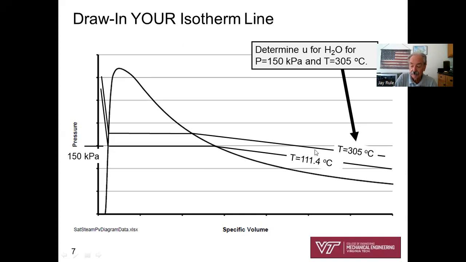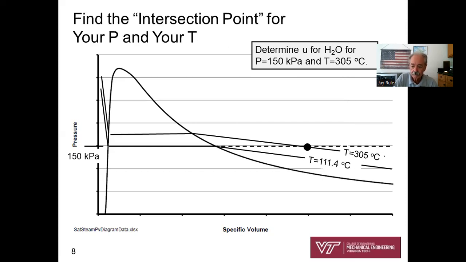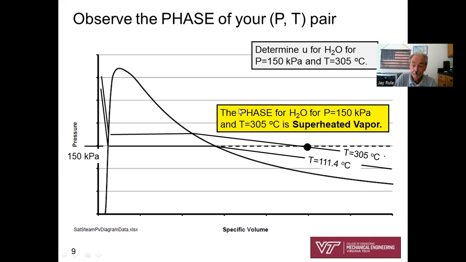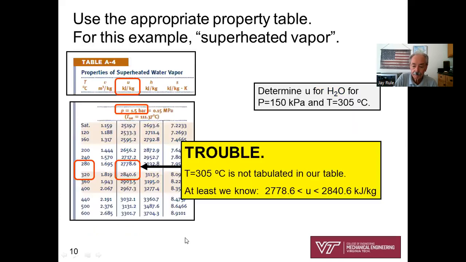because our temperature is 305. The constant temperature line will be above saturation temperature then. And then we're going to look to see, where do we land on our PV diagram so we can figure out what phase we're in? Well, there it is. We are in the superheated region for H2O. We have superheated vapor steam. So now I know what table to use. I need to go to the superheated vapor tables for H2O. There's our conclusion: phase of superheated vapor.